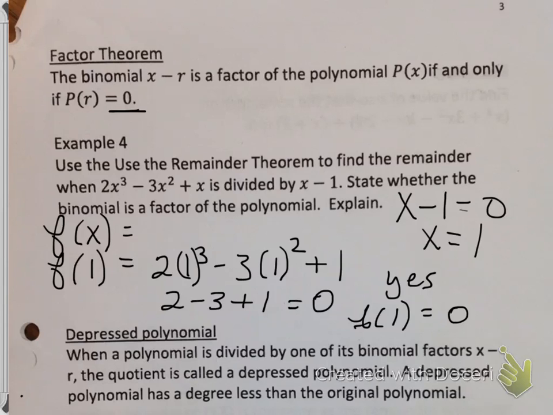Okay, the depressed polynomial. A depressed polynomial is when a polynomial is divided by one of its binomial factors, and the quotient is called a depressed polynomial. The depressed polynomial has a degree less than the original polynomial.